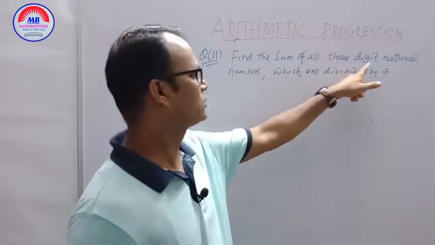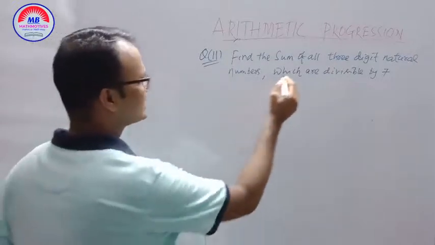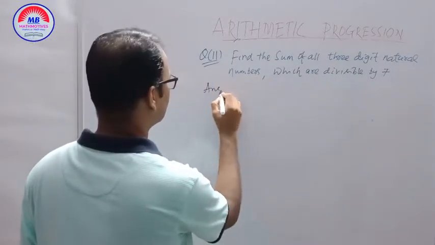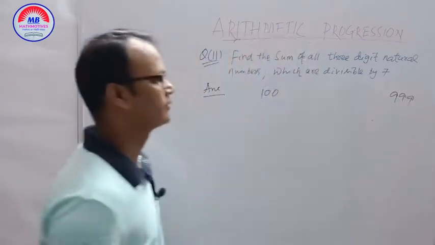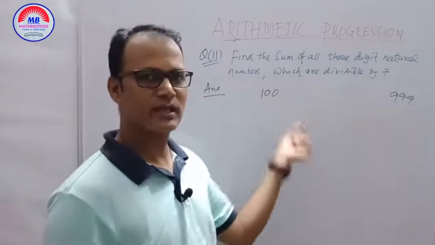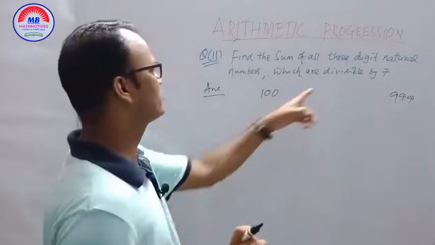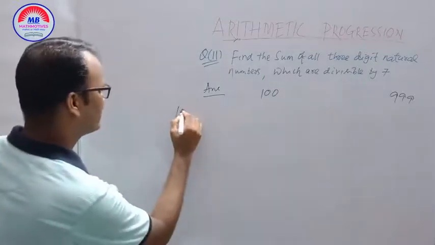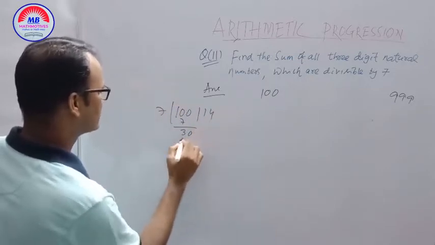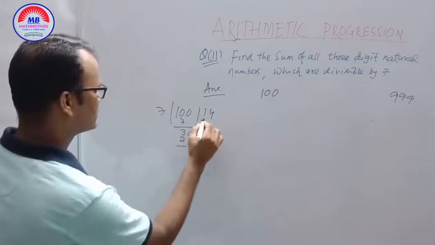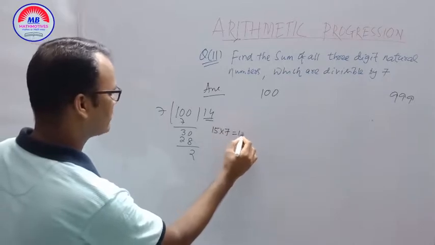Find the sum of all 3-digit natural numbers which are divisible by 7. So 3-digit natural numbers start from 100 and end at 999. Okay. So in between, so many numbers are there. So what is the smallest 3-digit number which is divisible by 7? How to find? First we divide 100 by 7. 7 1 is 7, 30. 7 4 is 28, 2. It is 14. The next number is 15. So we can write 15 into 7, that is equal to 105.